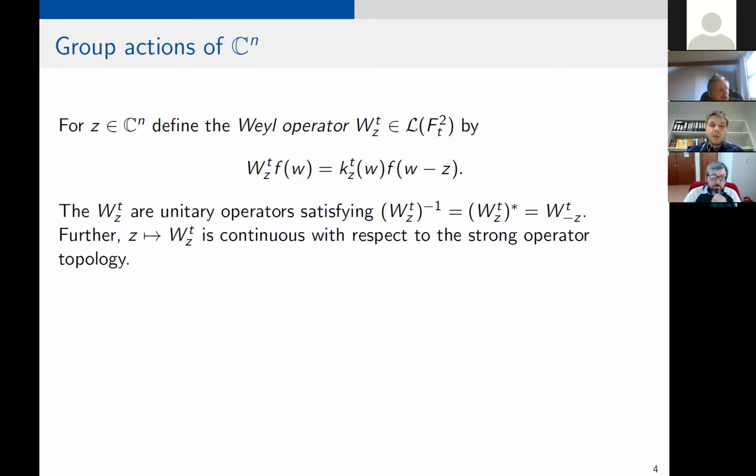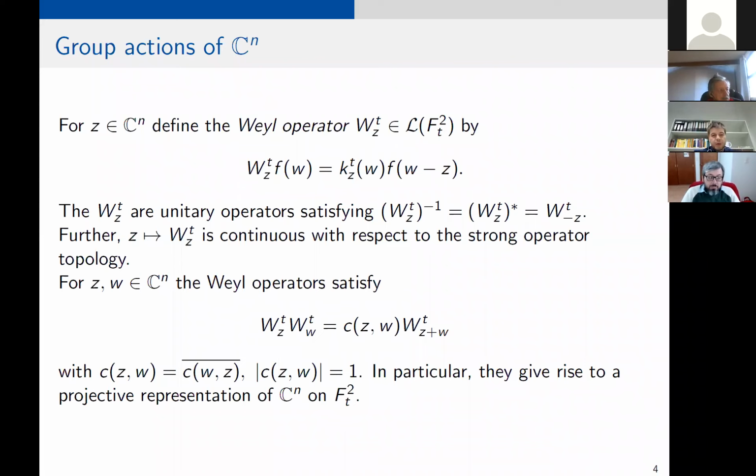And these Weyl operators turn out to be unitary, and the inverse is just given by the Weyl operator at the inverse point. Further, which is quite important, is that the map z goes to W_z is continuous, at least in strong operator topology, not in norm topology, but in strong operator topology. This can be shown quite easily.